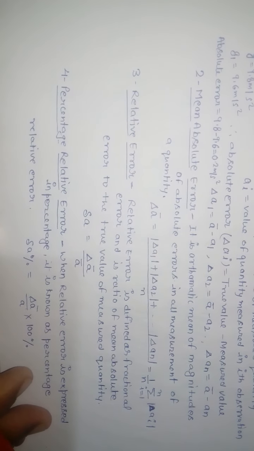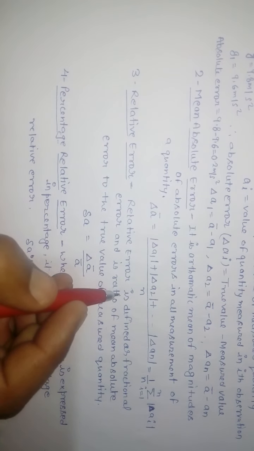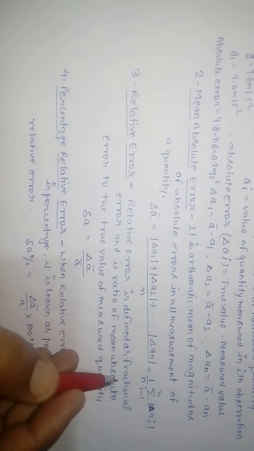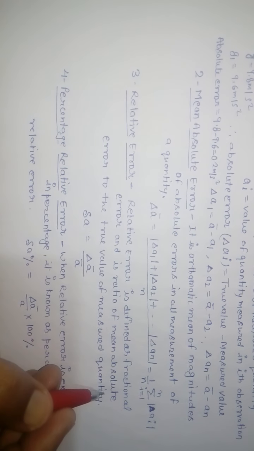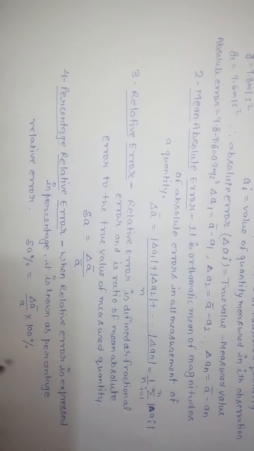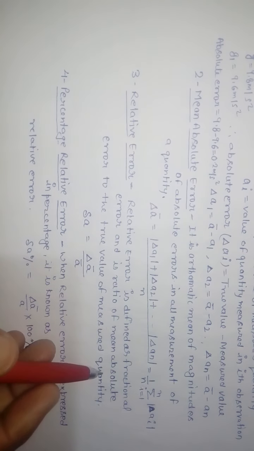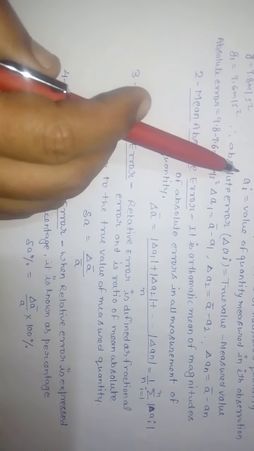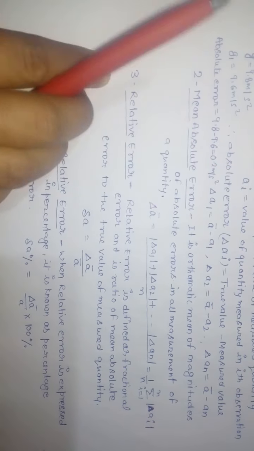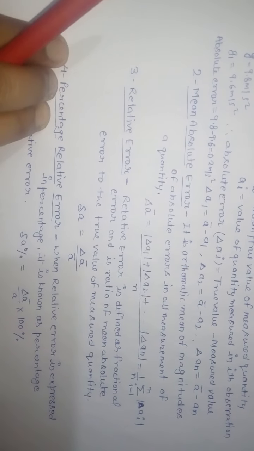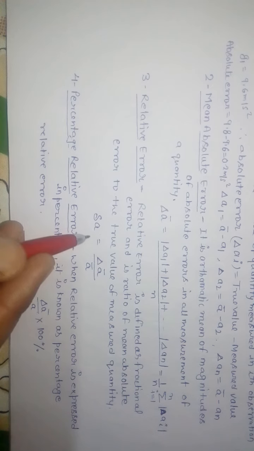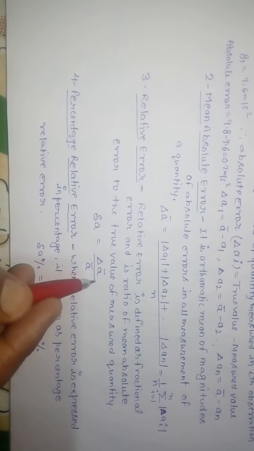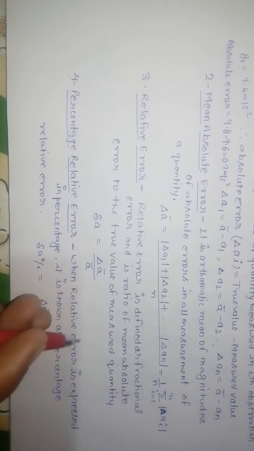Now coming to the third, that is relative error. Relative error, also known as fractional error, is the ratio of the mean absolute error, which we have calculated earlier, to the true value of the measured quantity, which is A mean. So the relative error is equal to delta A mean upon A mean.